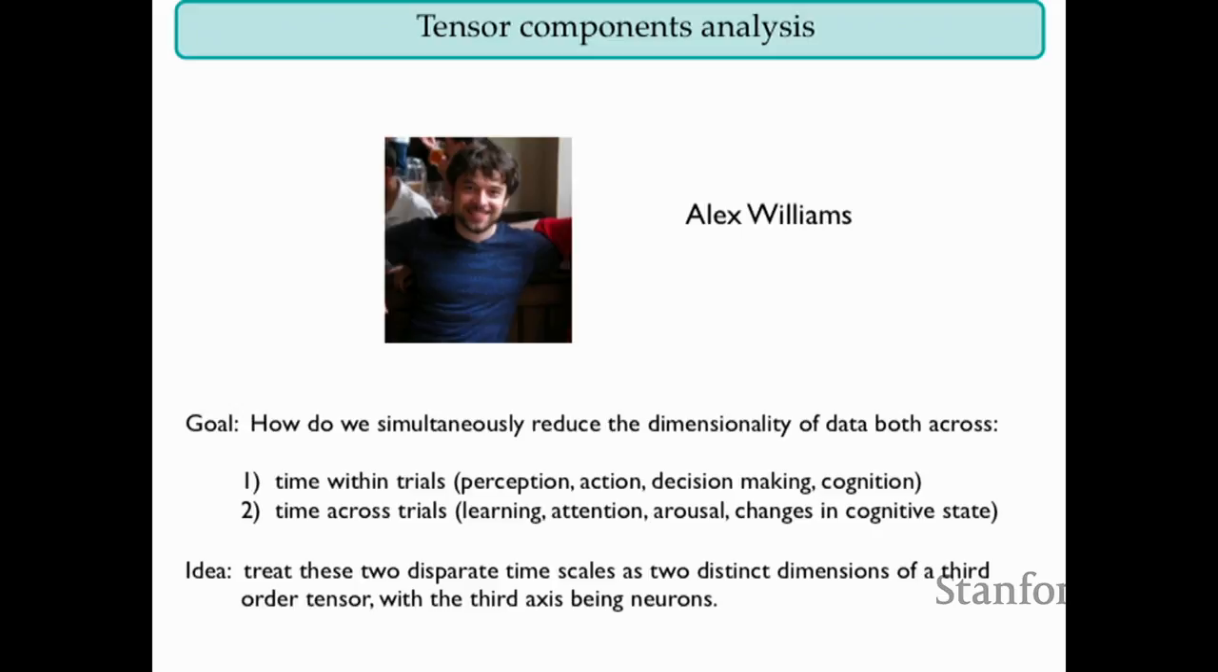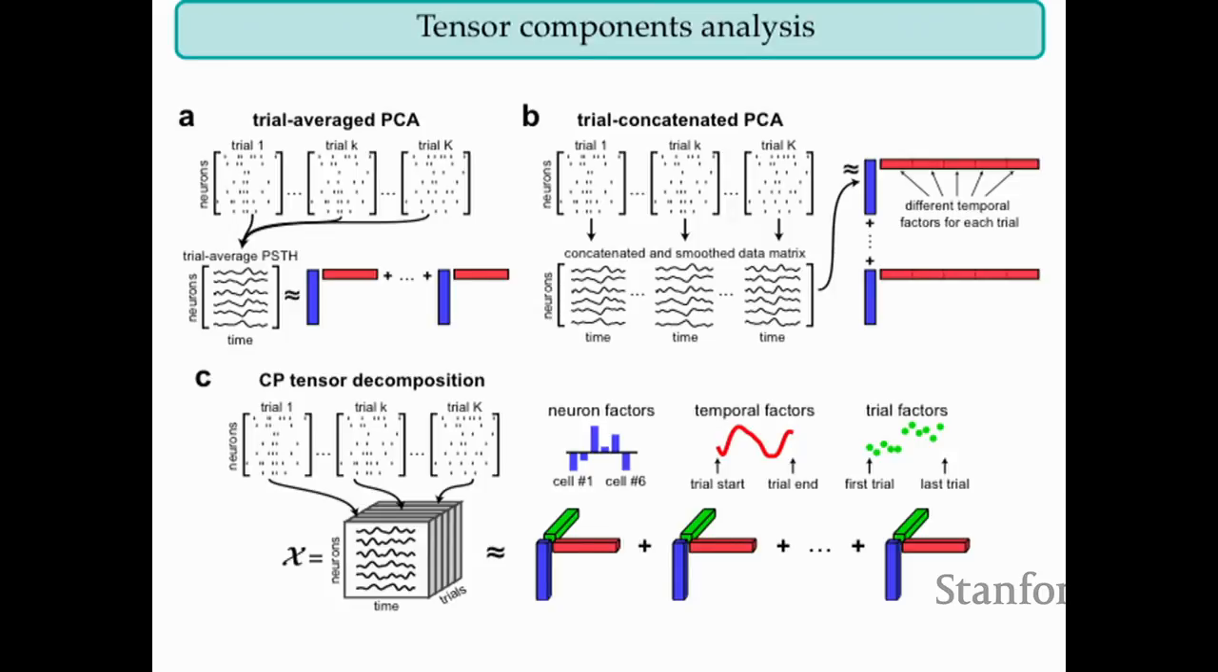So the idea we had was we treated these two disparate timescales as two distinct dimensions of a third-order tensor, with the third axis being neurons, okay? So here's the basic idea.